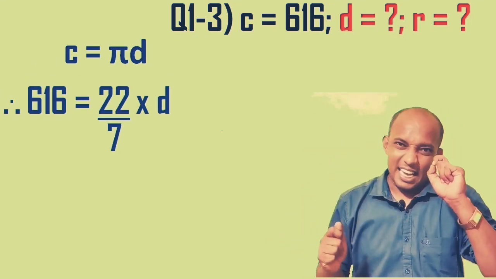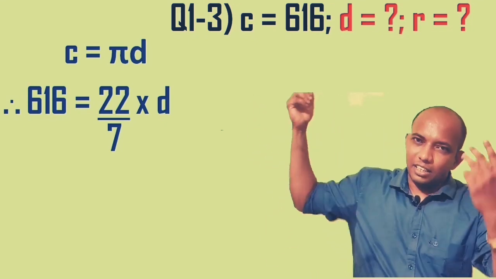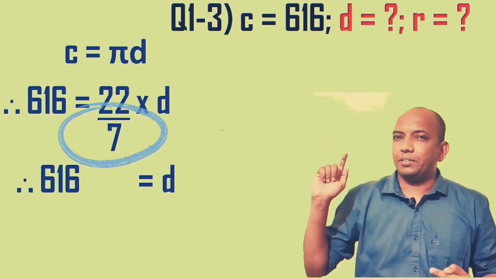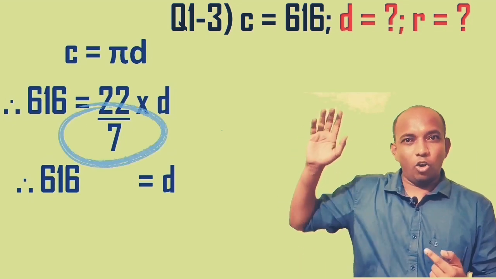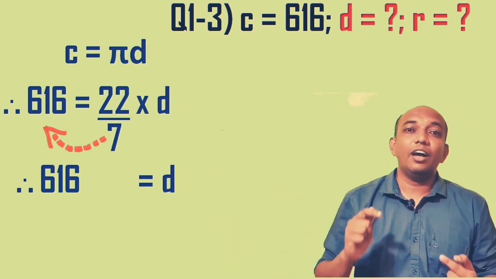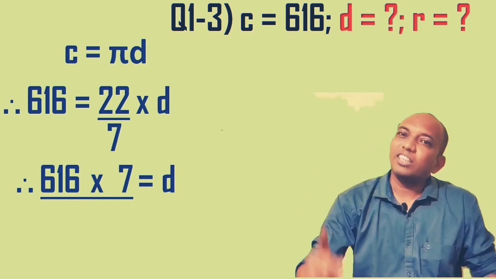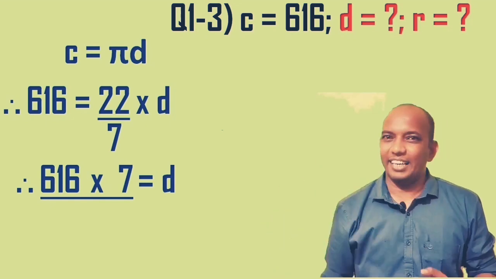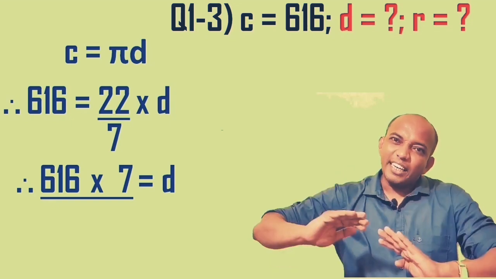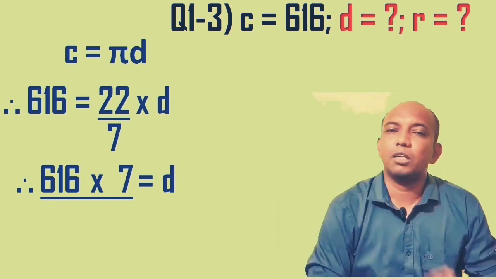Now yes, here is the tricky part. Very first, write that 616 and the d as it is, okay. That 7 in the denominator which is there on the RHS goes to the LHS, that is the left hand side, in multiplication with 616. Why in multiplication? Because that 7 on the RHS is present in the denominator, that is in division. So when it changes sides of the equality, it goes in multiplication, correct? Always keep it in mind.